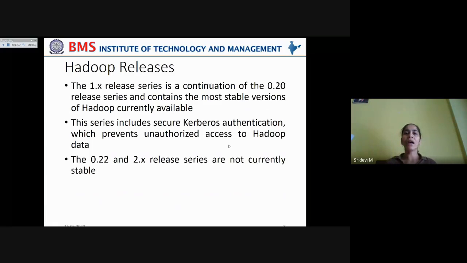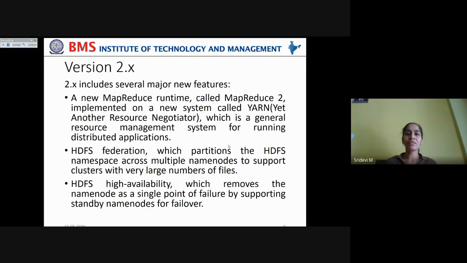And we have also seen Hadoop releases, what are the features provided by Hadoop 1.x and what drawbacks they have, and how various other features like HDFS Federation and HDFS High Availability are introduced in the Hadoop 2.x release. And also another important feature called Yarn, that is yet another resource negotiator, which is a general resource management system for running distributed applications. How they added features to this 2.x version we have gone through in the previous lectures.